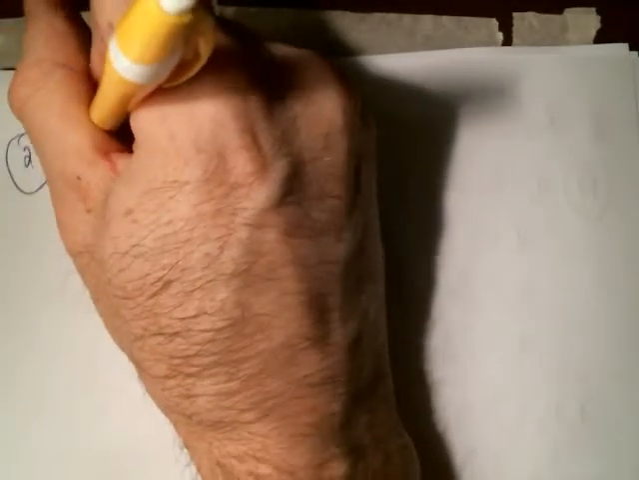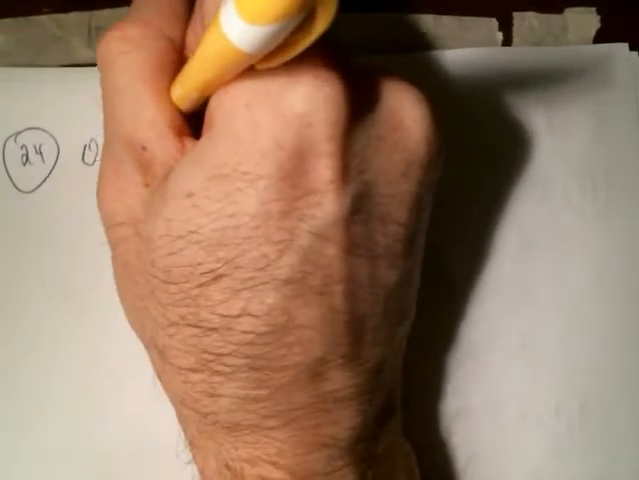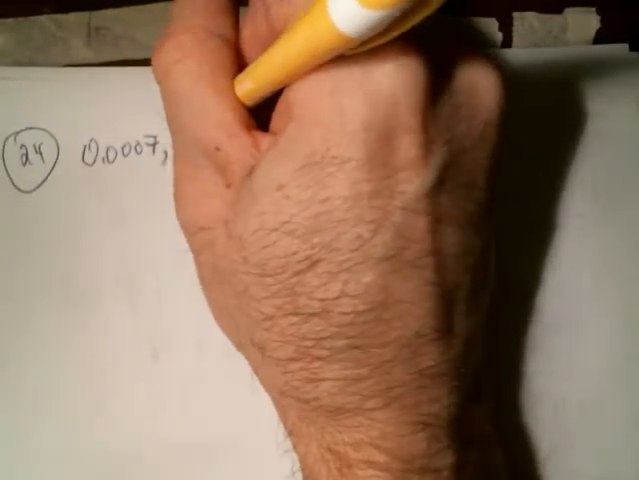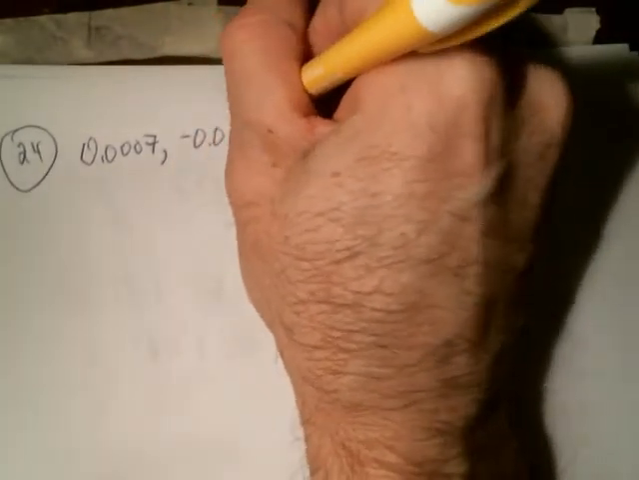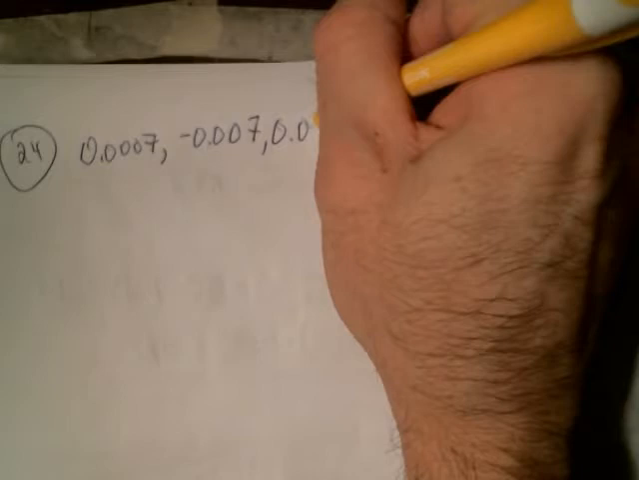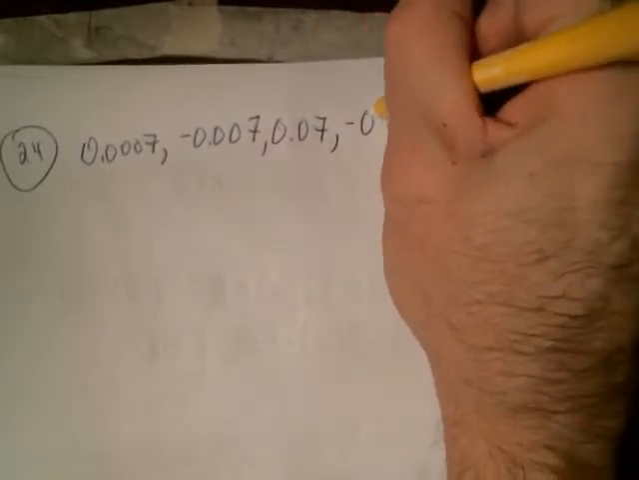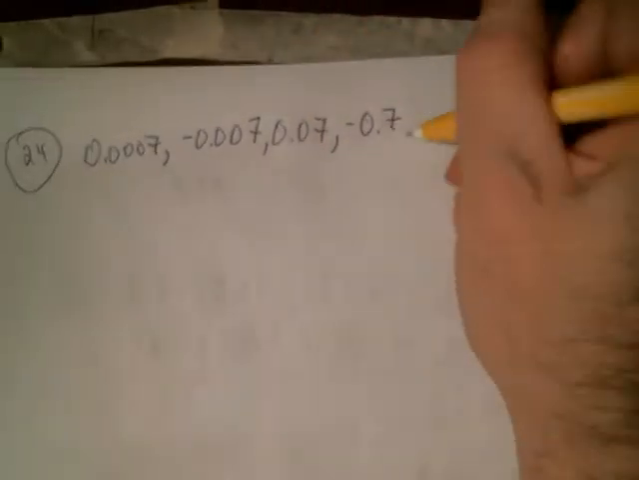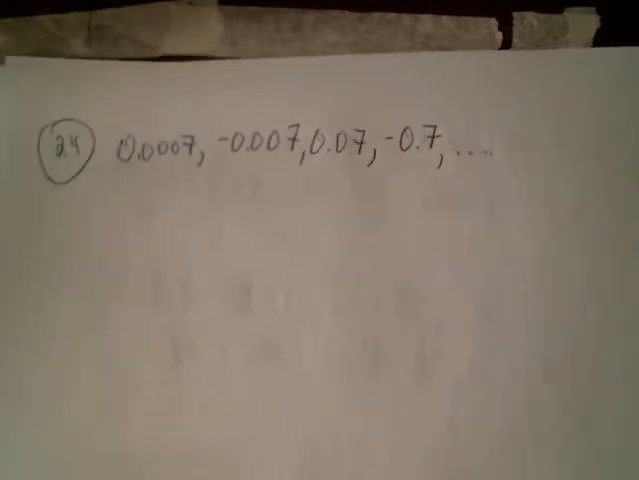Keep going. So I got 24. Kind of an odd looking one. 0.0007, negative 0.007, comma 0.07, comma negative 0.7, comma dot dot dot.